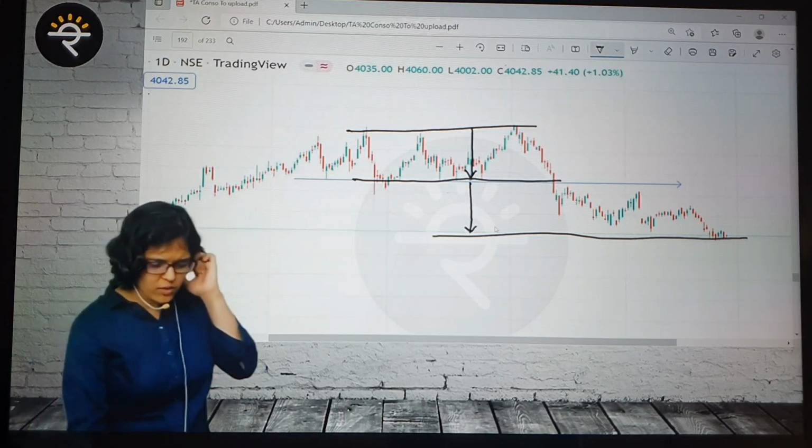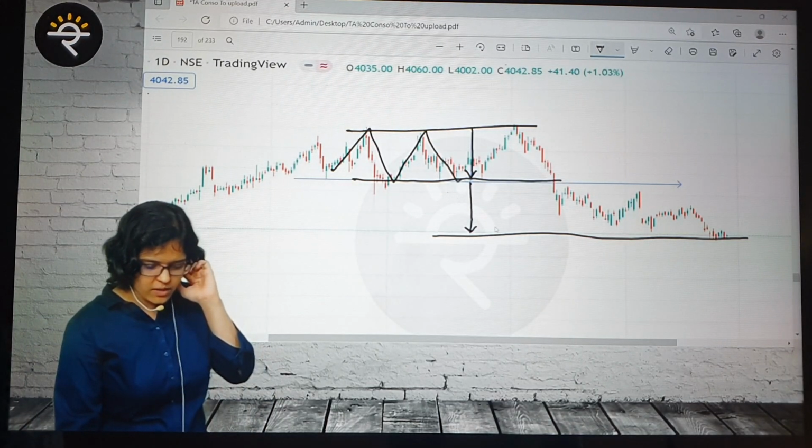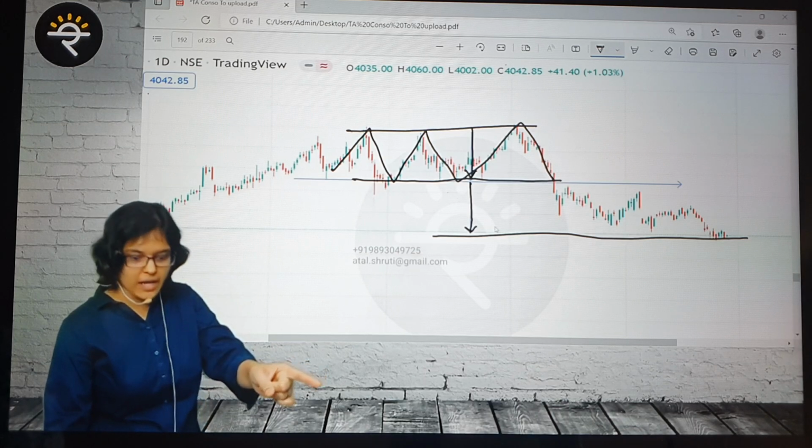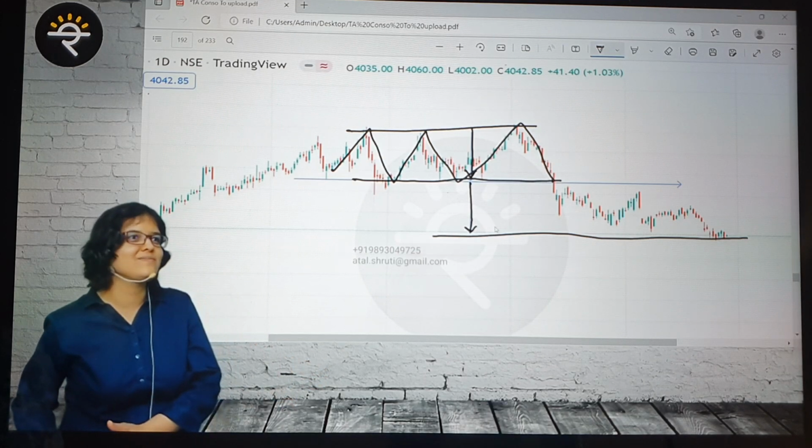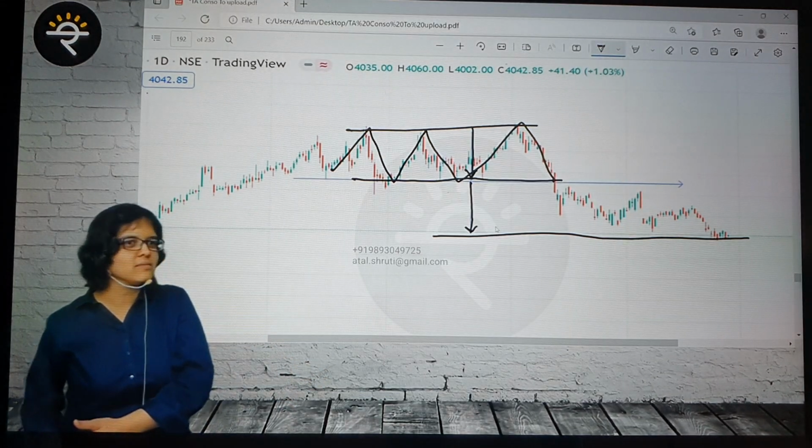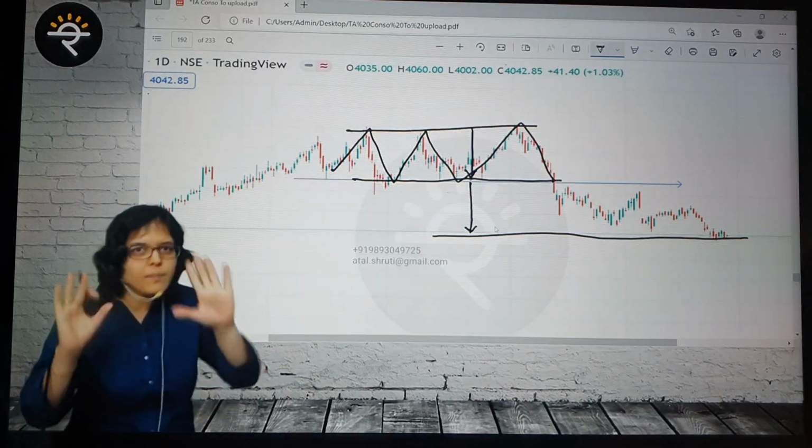Okay, tell me the logic. The stock tried to go up, failed. It tried to go up, again failed. It tried to go up, failed. This is a sideways trend. Very good. And the sideways trend is broken but on the lower side. And that is why it's going to ideally go down. Correct? Now tell me the logic of triple bottom.